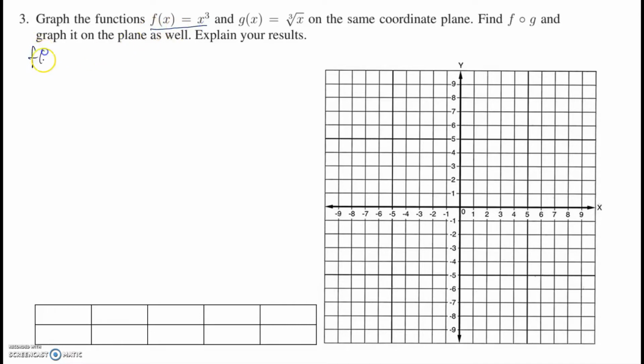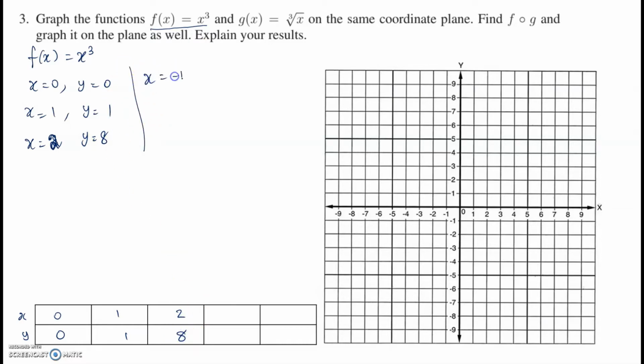So let's first take the function f of x, which is equal to x cube. So f of x is equal to x cube is our first function that we're going to work with. If x is equal to 0, then y is 0. So we say x and y are 0 and 0. If x is 1, then y is 1. So you have 1 and 1. If x is 2, then y is 8. So 2 and 8.